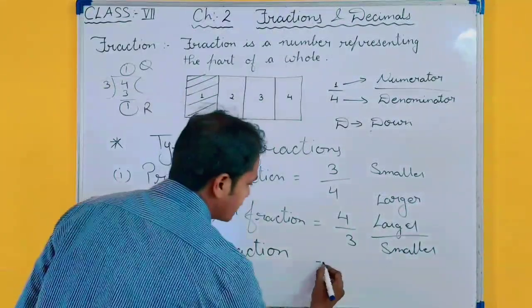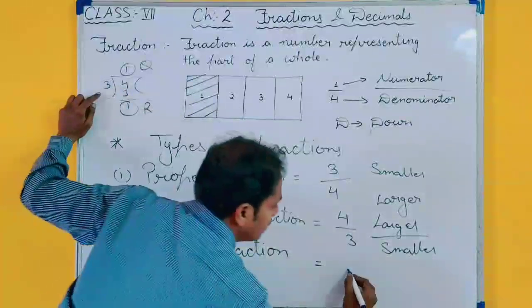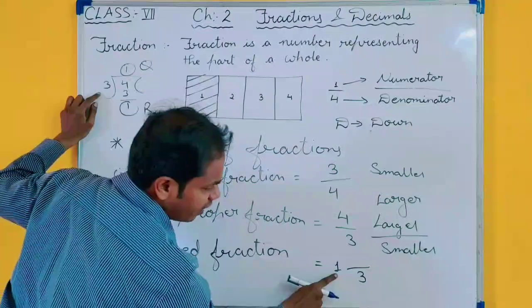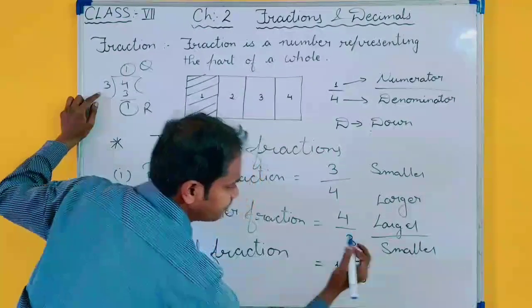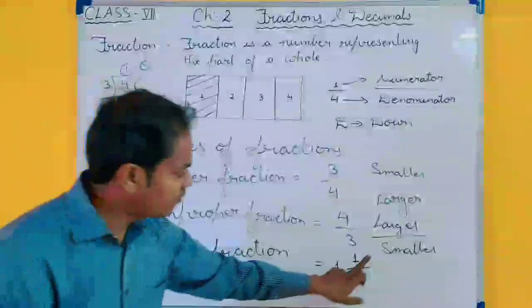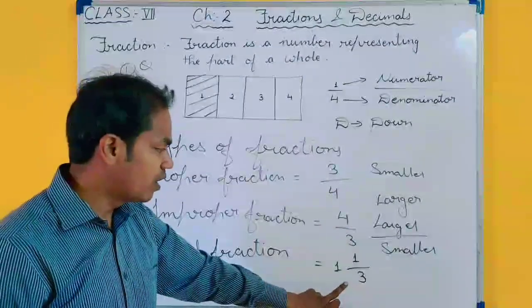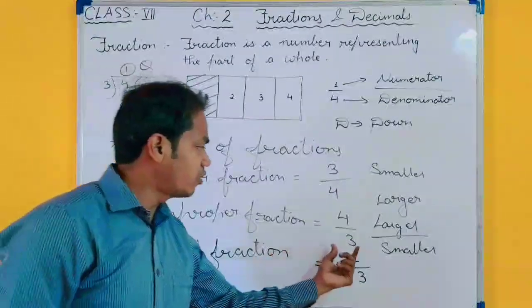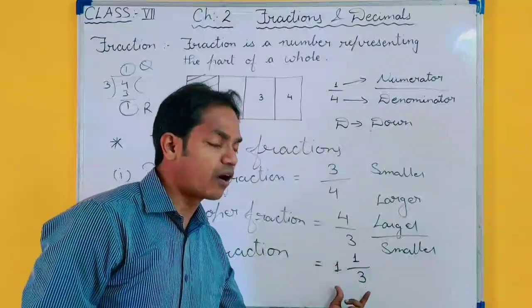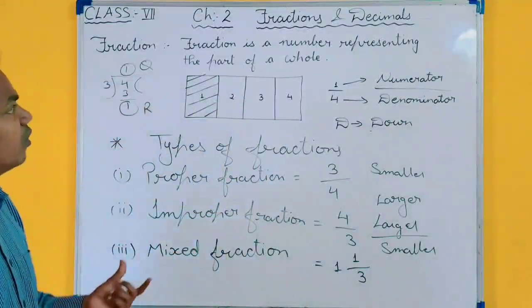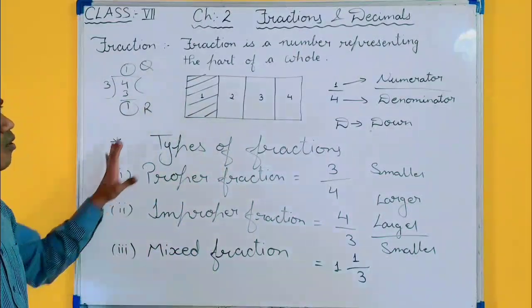So how will you write this? Your quotient will come here and your remainder will go here. So 1 and 1 upon 3. Your improper fraction can only be changed into mixed fraction. Okay, when you write your improper fraction as a part of a whole, then it is known as mixed fraction. Okay, these are the basics of fraction.